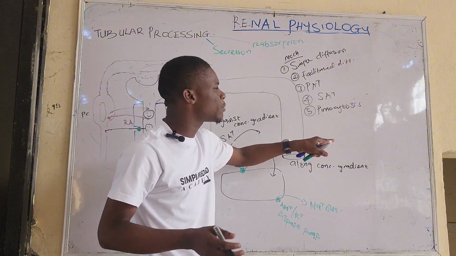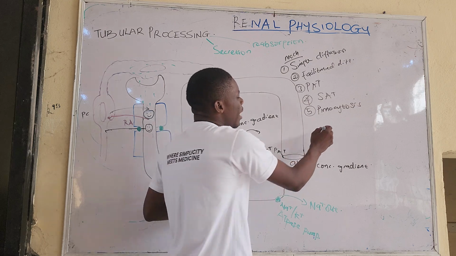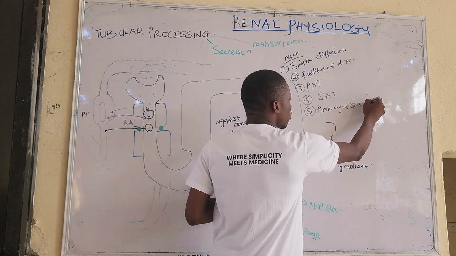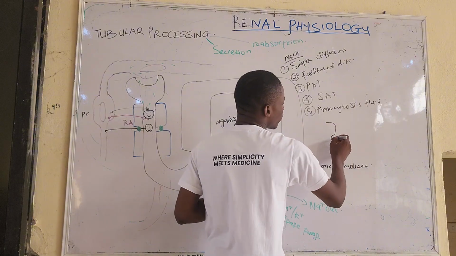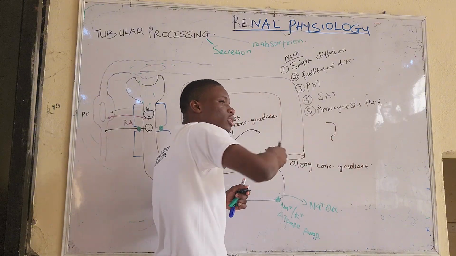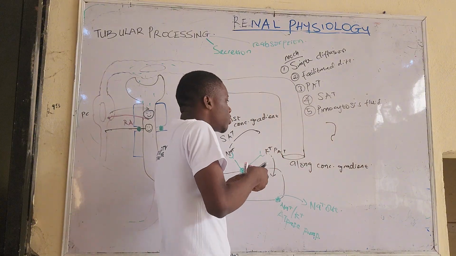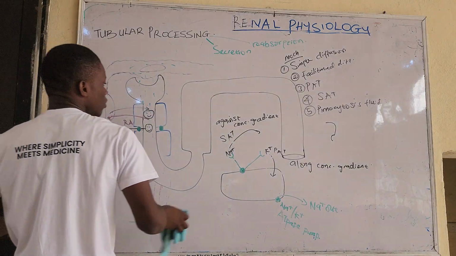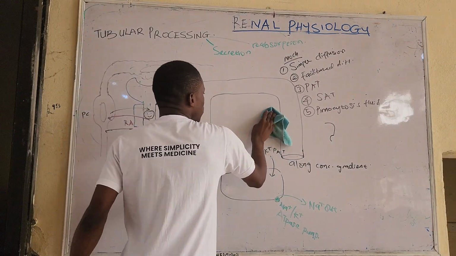What about pinocytosis? Pinocytosis is the process whereby substances, majorly fluid, are absorbed into the cell. We call it cell drinking. It is the process by which fluid enters into the cell. That's what we call pinocytosis, and it forms a pinocytic vesicle. So now let's move on.